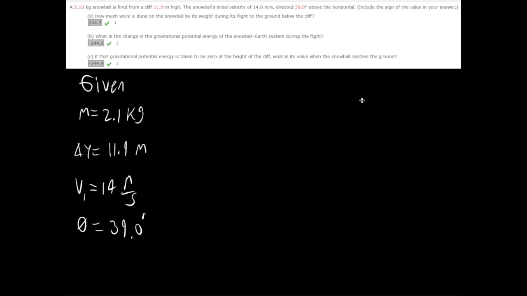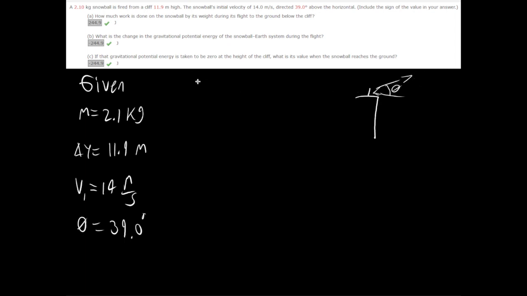This is going to look like we have a cliff. We have, I guess I'm going to say, a person throwing a snowball here above the horizontal. It's going to form like a triangle, and this is going to be theta. And this is going to be, of course, like the force applied.